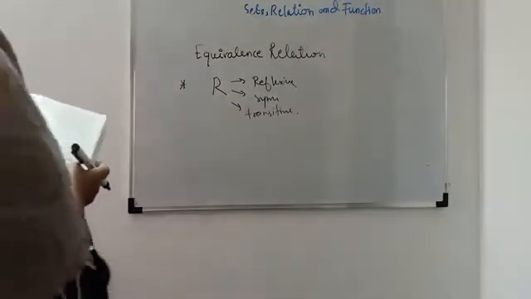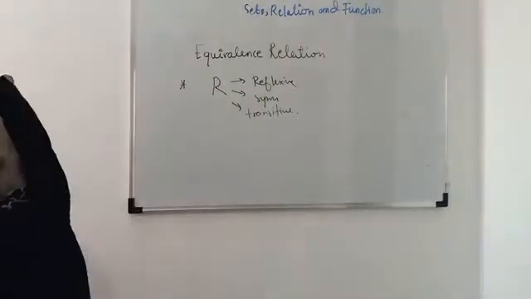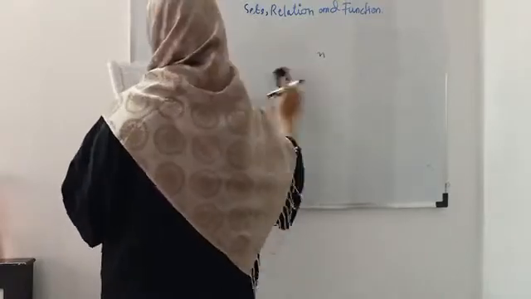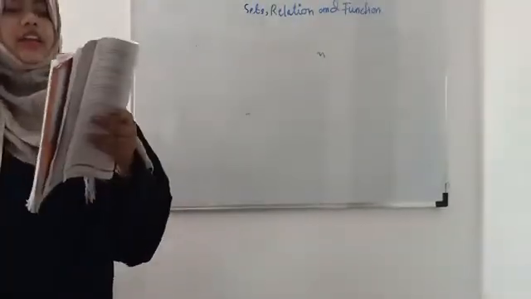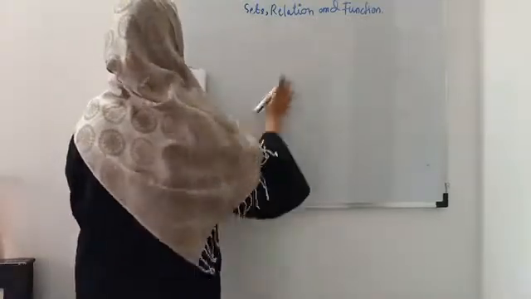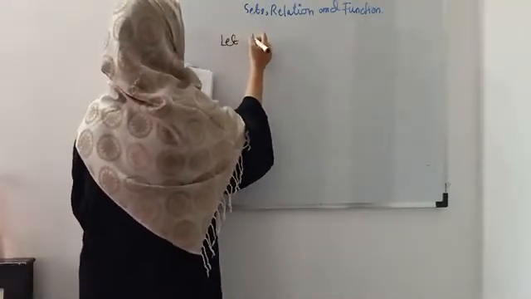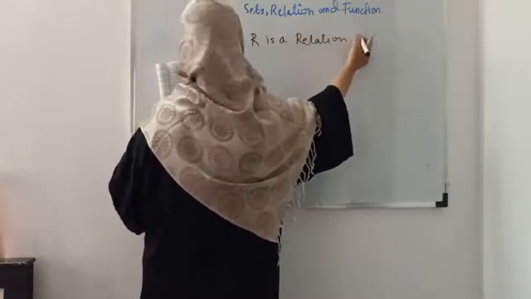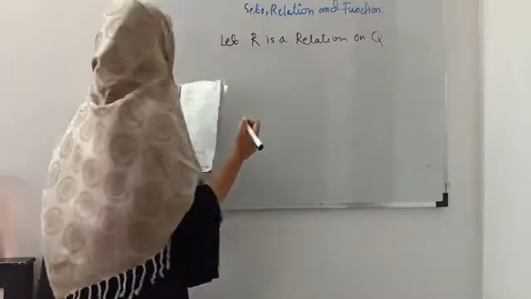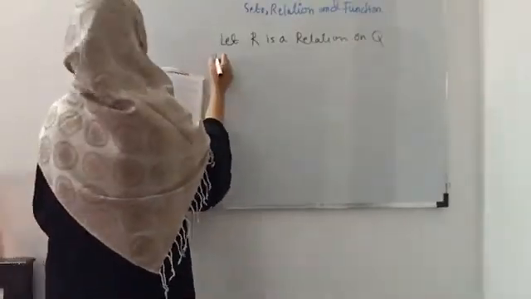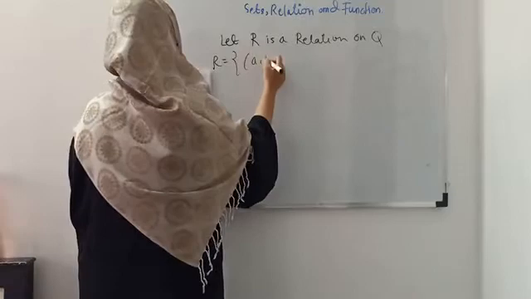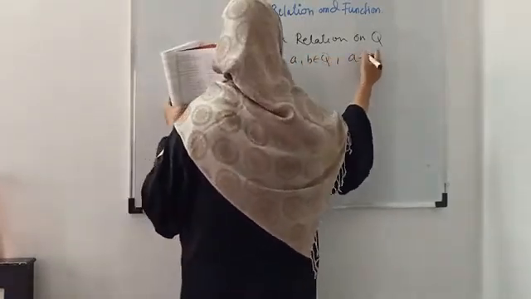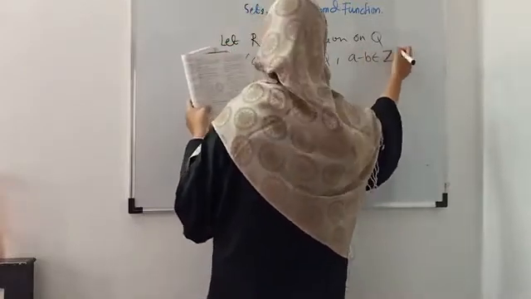So the page number 101, problem number 1, equivalence relation. Let R be a relation on Q. Q means the set of rational numbers, defined by R is equal to the set of all ordered pairs A comma B where A and B belong to Q and A minus B also belongs to Z.